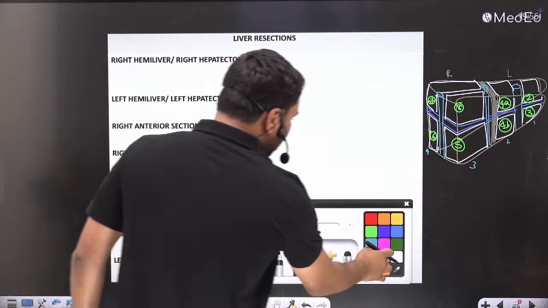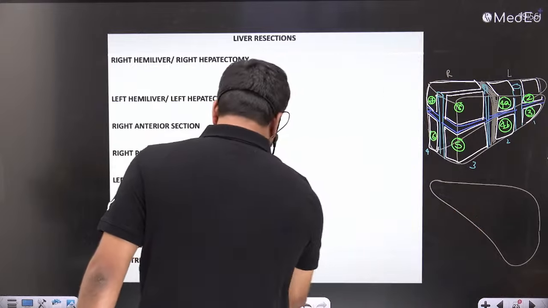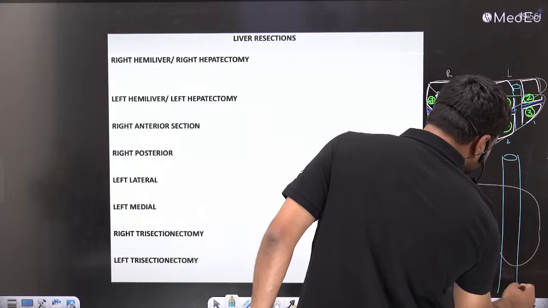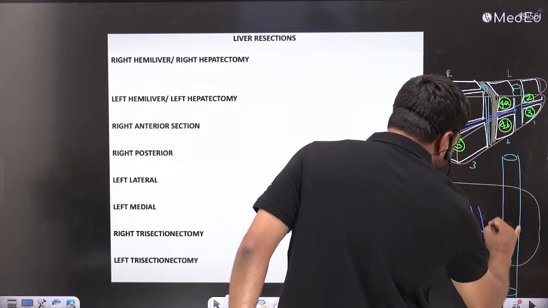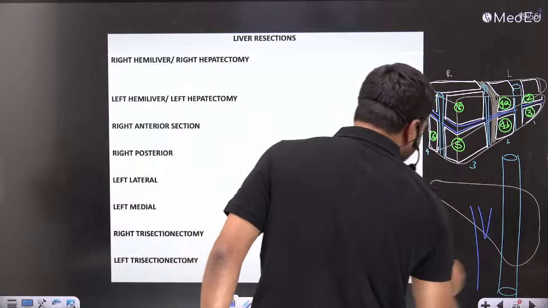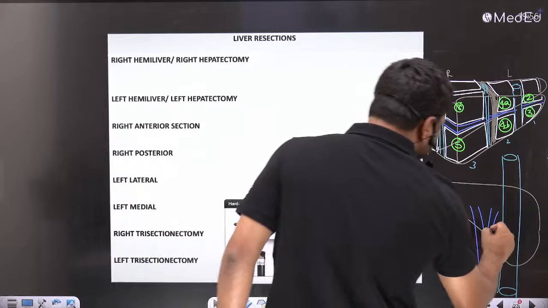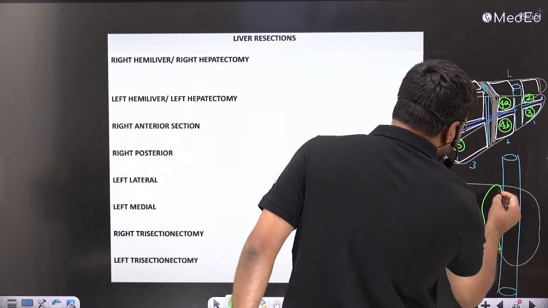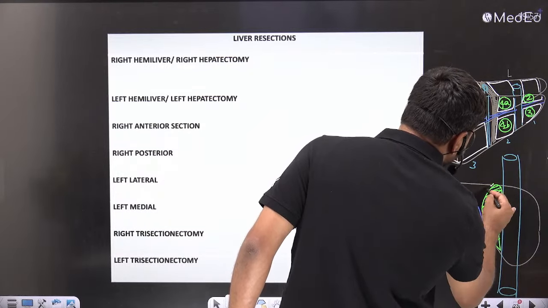To understand segment number 1, if you flip the liver, let's say this is the posterior surface of the liver that you have. On the posterior surface of the liver, you see a blood vessel that is going, that is your inferior vena cava. At the same point, you will also notice the portal vein entering at this particular point. The part of the liver between the portal vein and the IVC, this entire component, is your segment number one, which is also referred to as the caudate lobe.